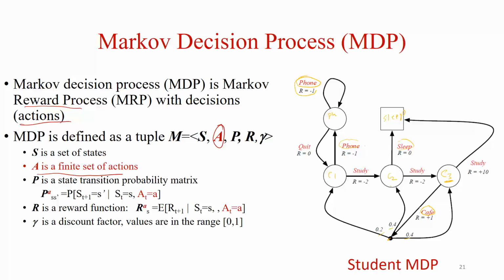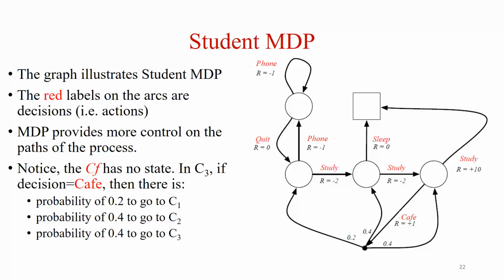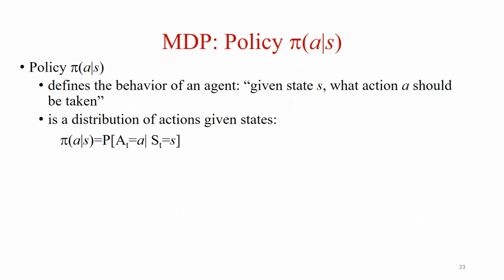Again, this is from reference 1 that I indicated earlier in the outline. You can see that, as I said, these red labels are my actions. They are the output of my machine. Now we talk about policy, and the policy basically defines the behavior of an agent. Given a state, what action should I take? That's what the policy answers.